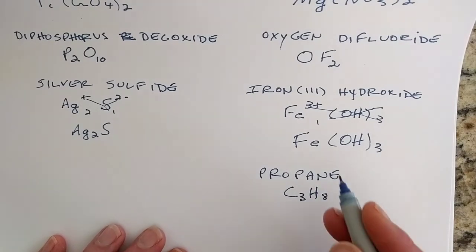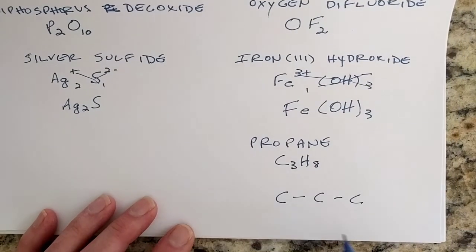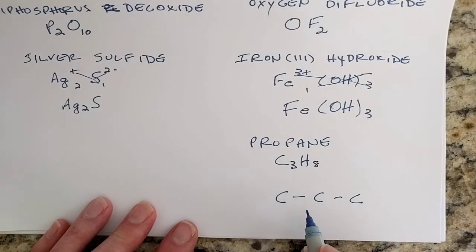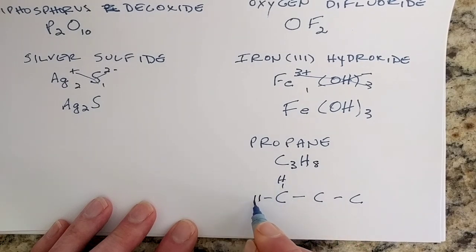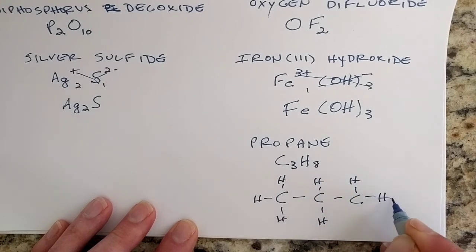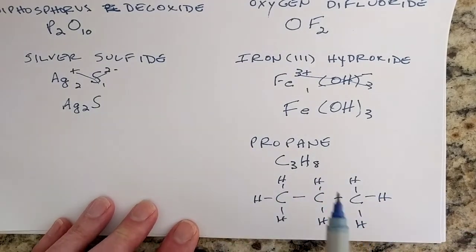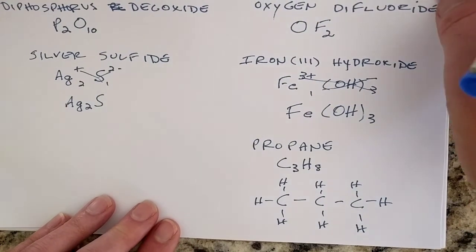So 8. But if we draw it, C, C, C, because carbon is bonded to carbon. Each carbon gets 4 bonds around it. And we're going to fill those in with hydrogens. 1, 2, 3, 4, 5, 6, 7, 8. That is propane. That's what's in your gas grill tank. It is a fuel.